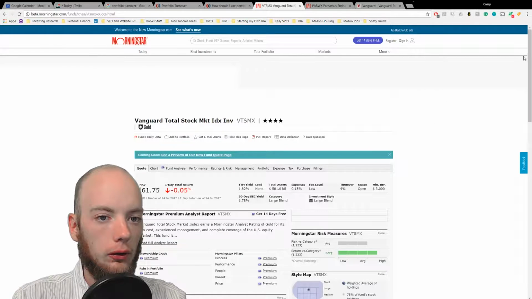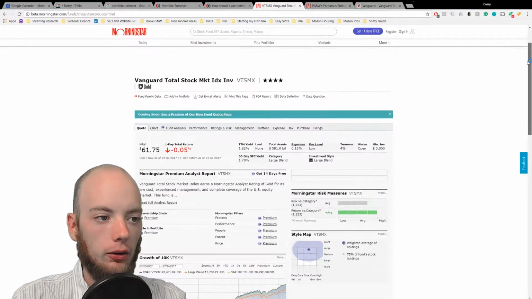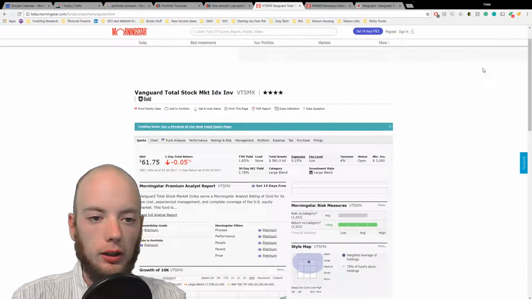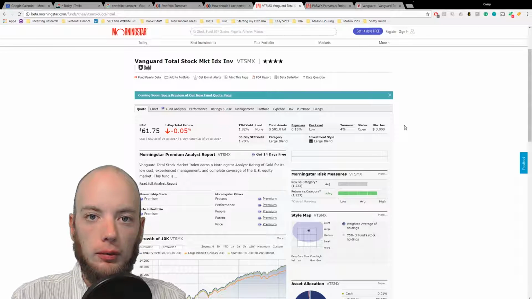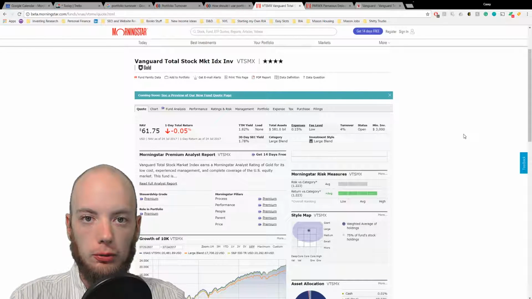So if we go over to Morningstar, by the way, we've got the new Morningstar here, the new layout, kind of nice, I like it. And we find the turnover ratio of VTSMX as 4%. So 4% means that on average this portfolio holds a security for about 25 years, because 100% divided by 4% gives us 25 years. The period of measurement is almost always a 12-month period or a year.